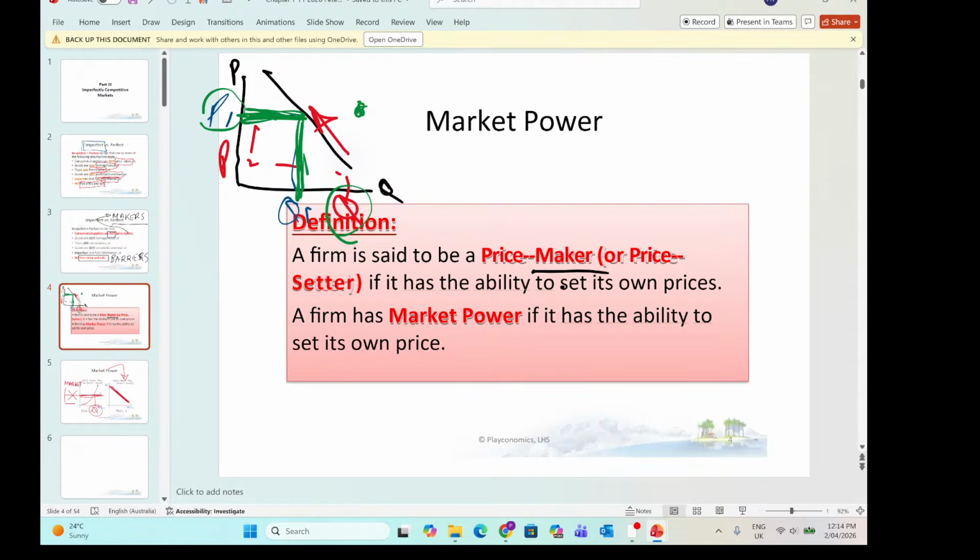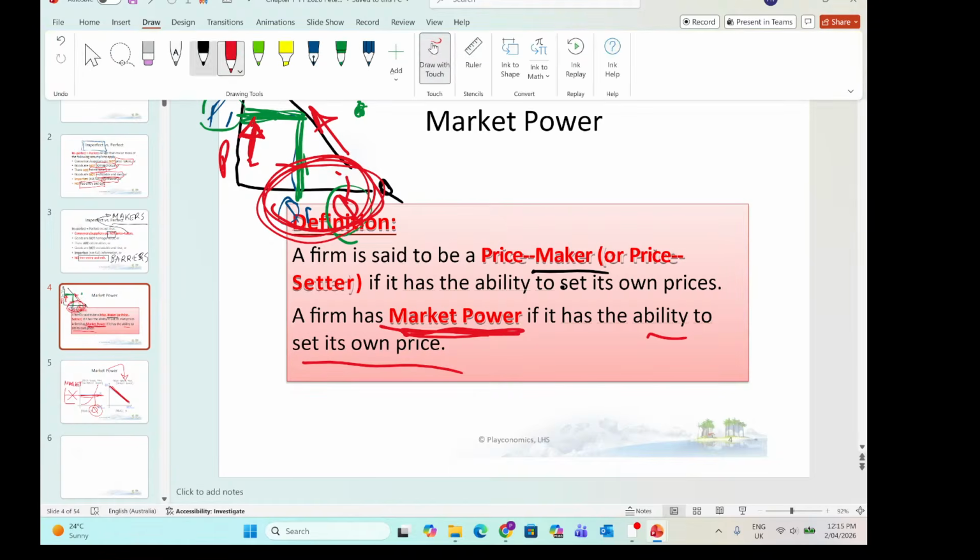So this rise in the price, which I'm showing with a red arrow, the firm pays this. They have to give up demand. So we know that this firm is a price maker, but its market power is limited. It's limited because, yes, it has the ability to set its own price, but if it raises the price too much, it's going to lose too much demand.